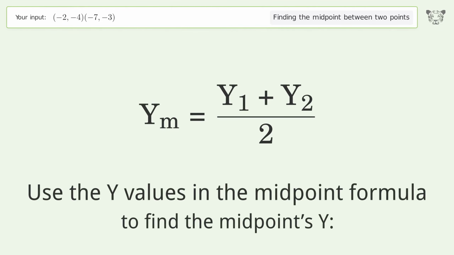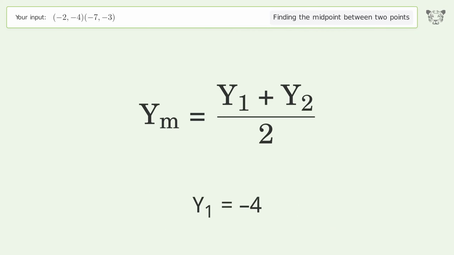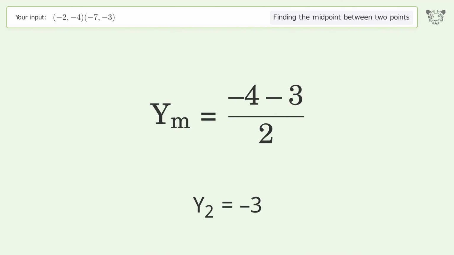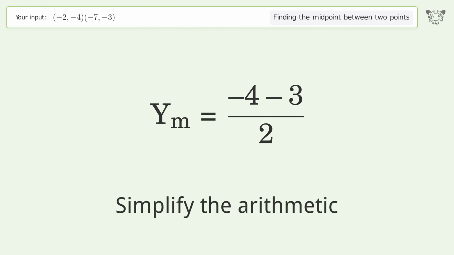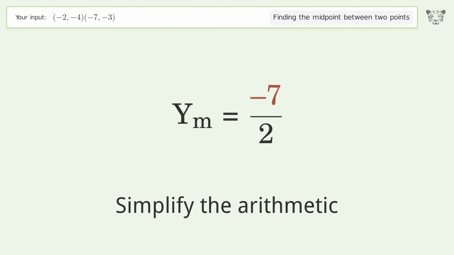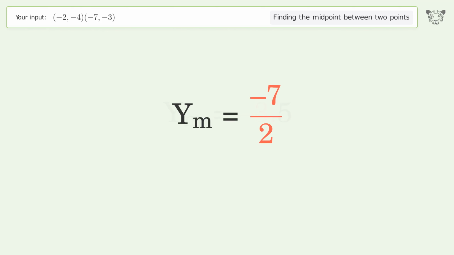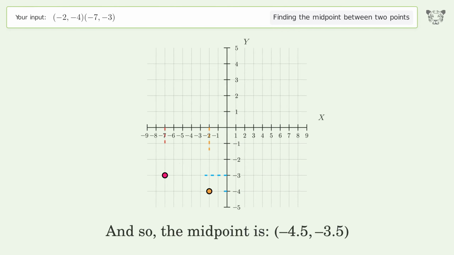Use the y values in the midpoint formula to find the midpoints y. y1 equals -4. y2 equals -3. Simplify the arithmetic. And so, the midpoint is -4.5, -3.5.